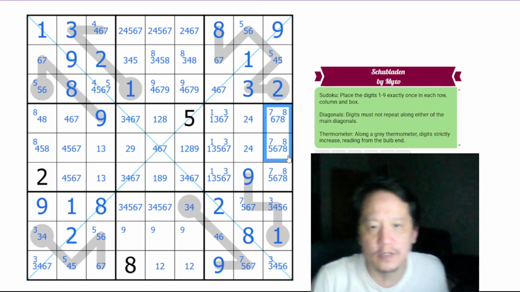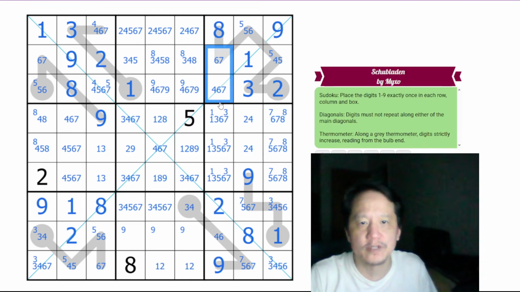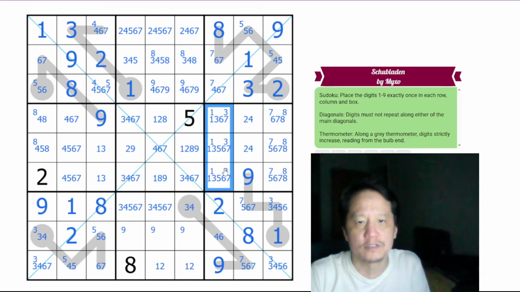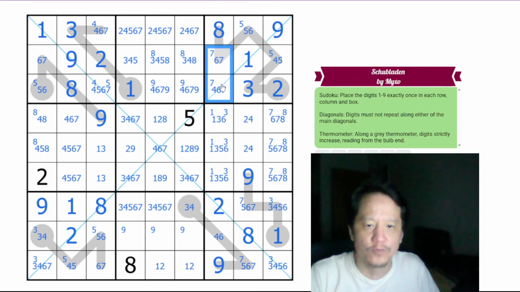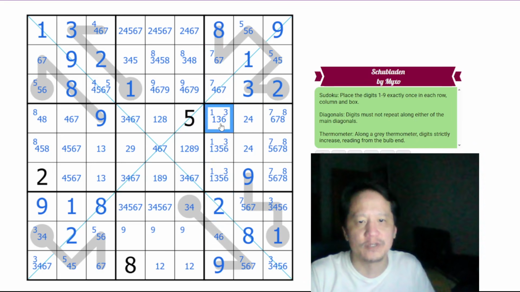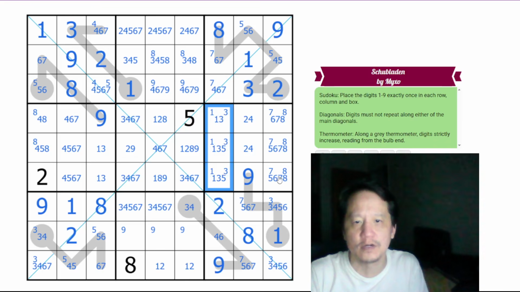7 has to be here. Oh, 7 has to be one of these two digits, which means this can't be 7 here. Oh, we have a 4, 6, 7 triplet in column 7, which eliminates 4, 6, and 7 in the rest of the column. So this is 1, 3, 5, which eliminates 1, 3, 5 in the rest of the box. So this is 6, 7, 8, which eliminates 6, 7, and 8 in the rest of the row.